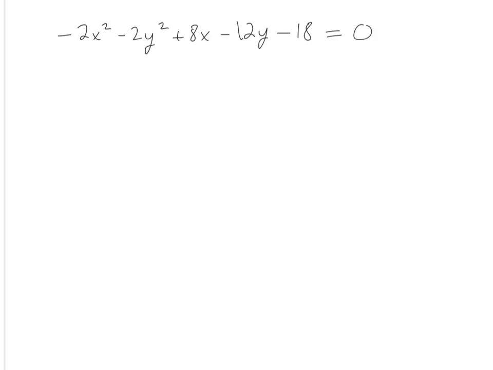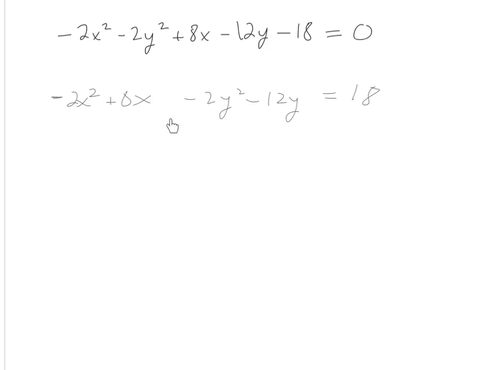So in this case, I'm going to go ahead and collect all the x terms together and all the y terms together, and then any constant I'm going to push to the other side of the equation. So we have negative 2x squared, I'm going to put the 8x with that. I'm going to take a negative 2y squared, put the negative 12y with that, and I'm going to add 18 to both sides so that I have the constant by itself.